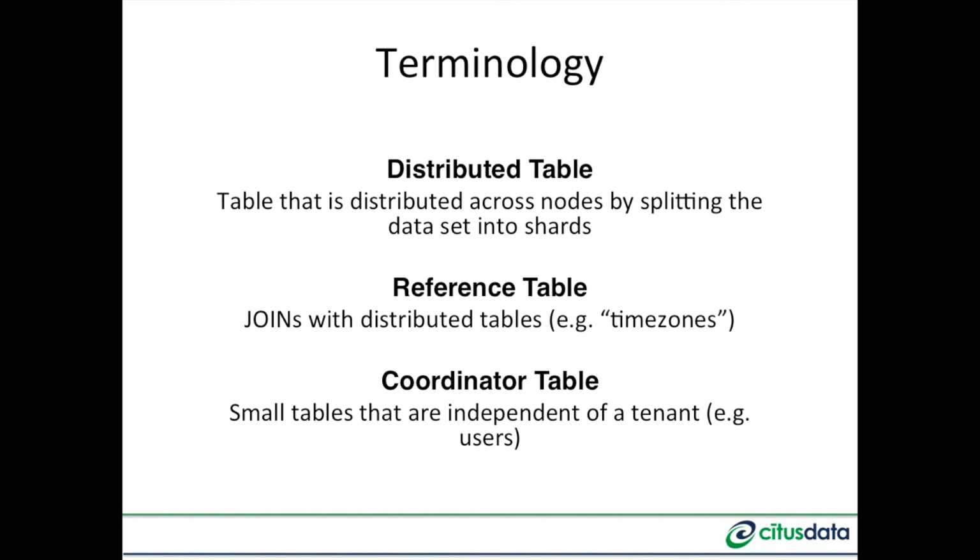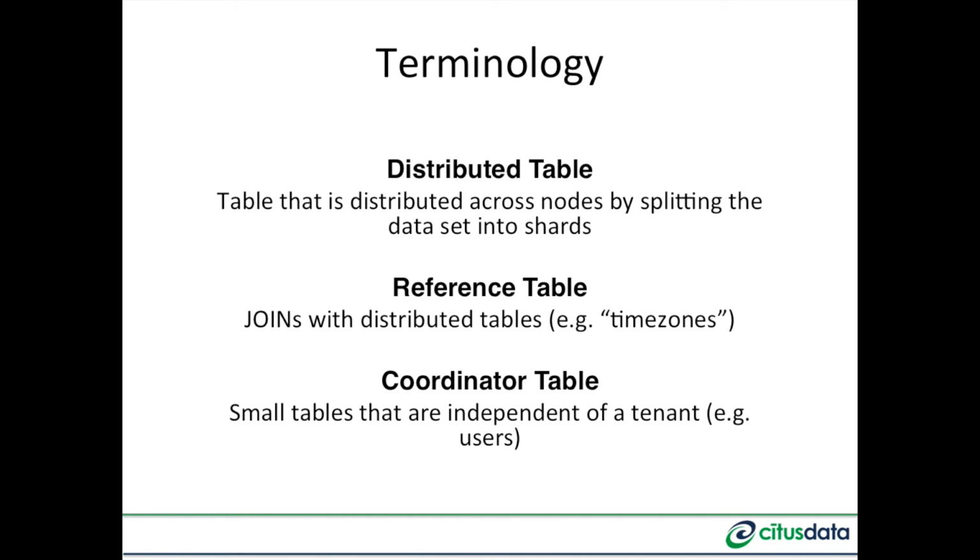So one important thing in Citus is a distributed table. This is going to be the most important primitive that you work with, which is a table that is distributed across nodes and, in the multi-tenant model, split into shards based on a tenant ID. The second thing is a reference table. A reference table is one that gets copied across all the nodes and has the same values on each node, with the idea that you can join it with a distributed table.